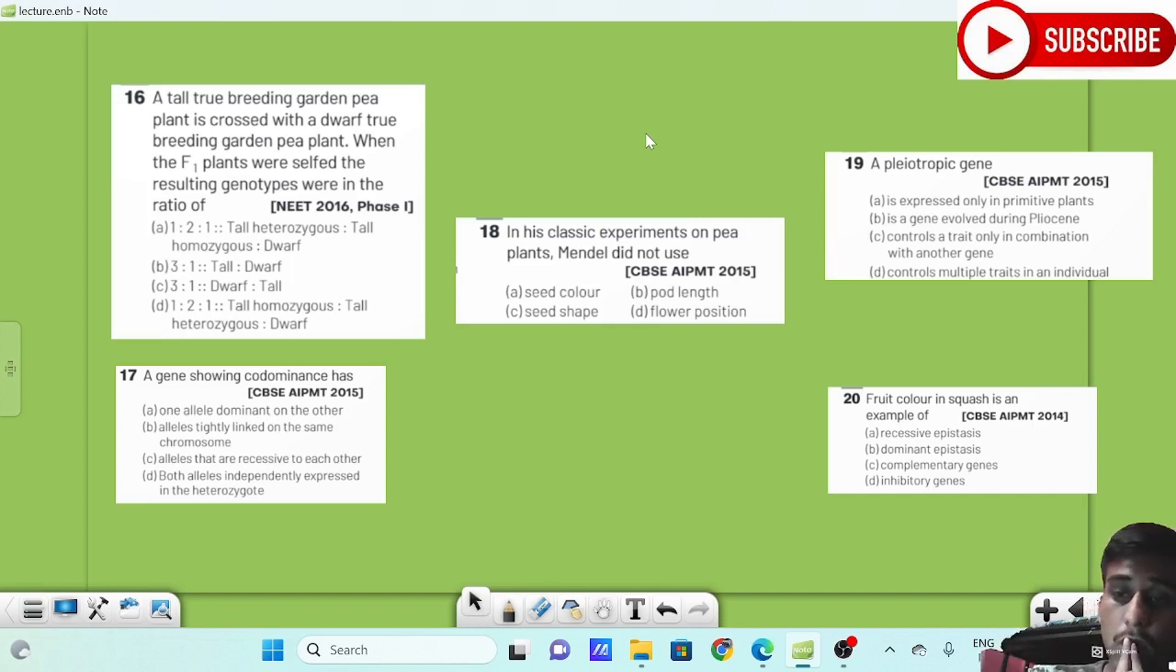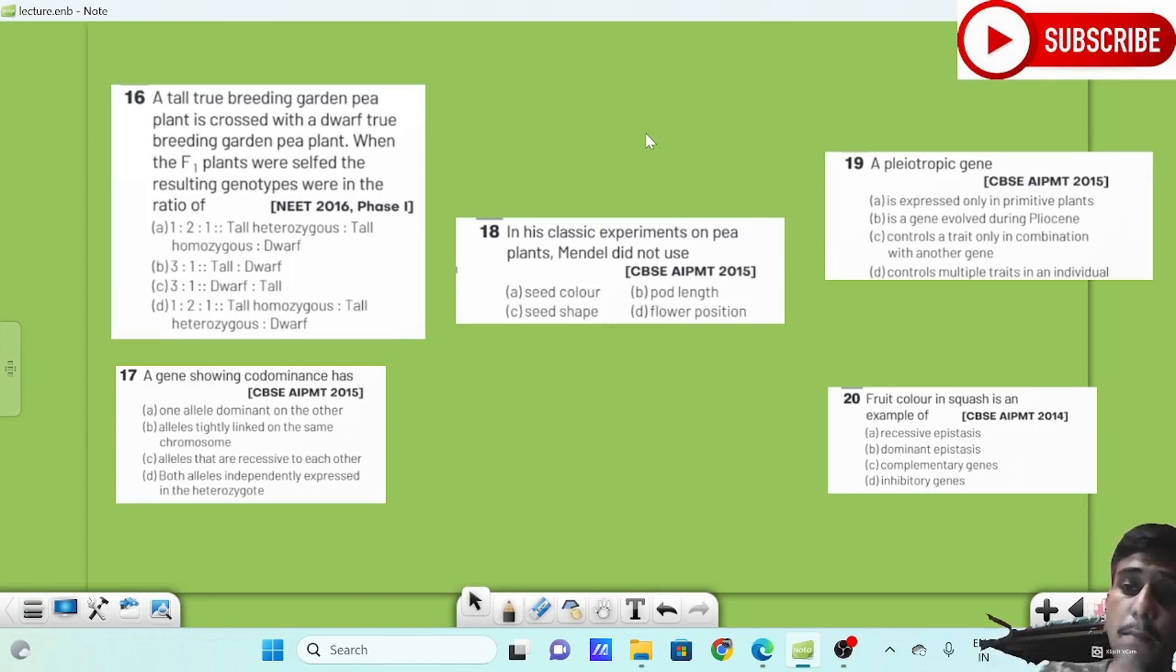You should also remember that if we say seed color, actually it is the seed endosperm color, not the seed coat color. Mendel also took seed coat color, and the seed coat color was white and gray. White was the recessive form, gray was the dominant form. Okay, so here the answer to the 18th question is option B, did not use the pod length.